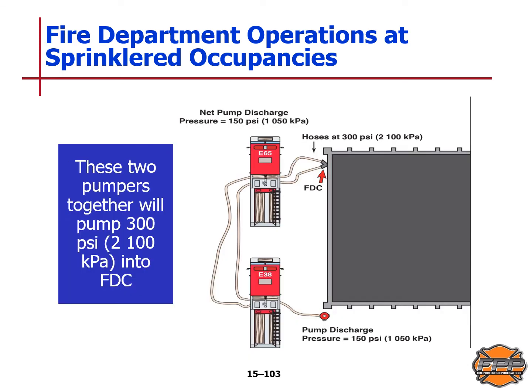These two pumpers together will pump 300 psi, or 2,100 kilopascals, into the FDC, and you can see the setup here as illustrated from the description in the previous slide.